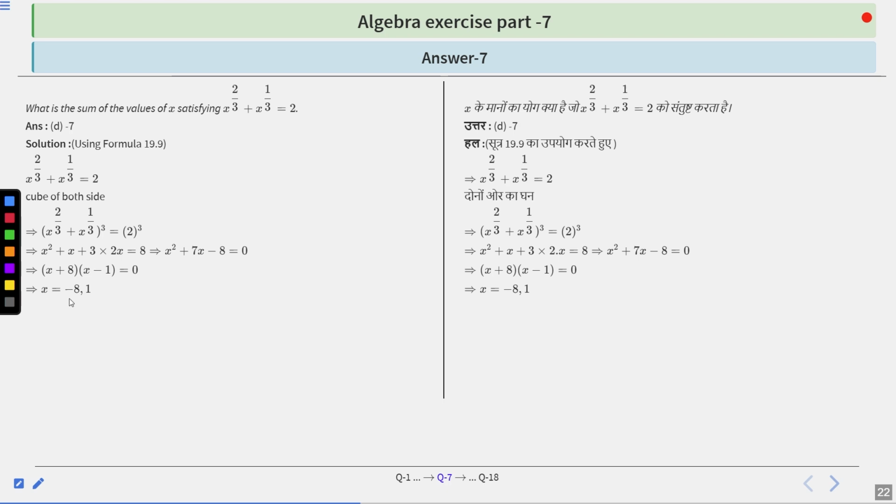So the value of x can be minus 8 or plus 1. But we have to find the sum. So sum of x values is going to be equal to minus 8 plus 1, that is equal to minus 7. So option number D is the correct answer.